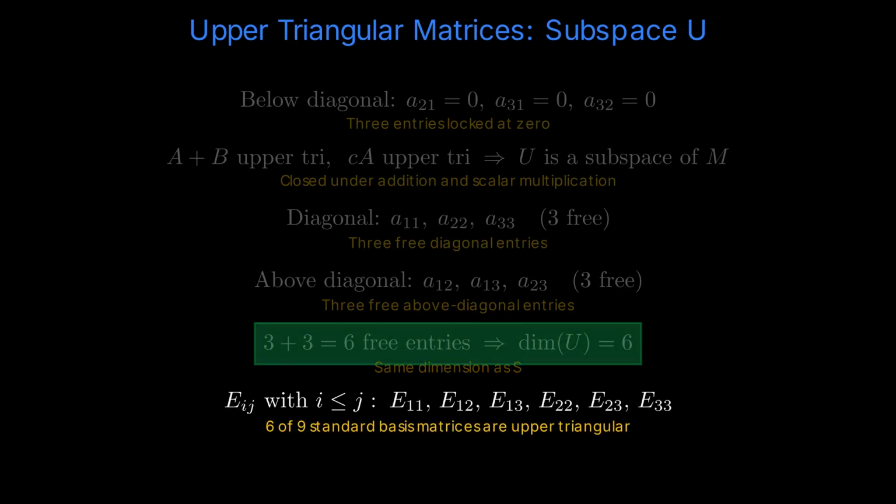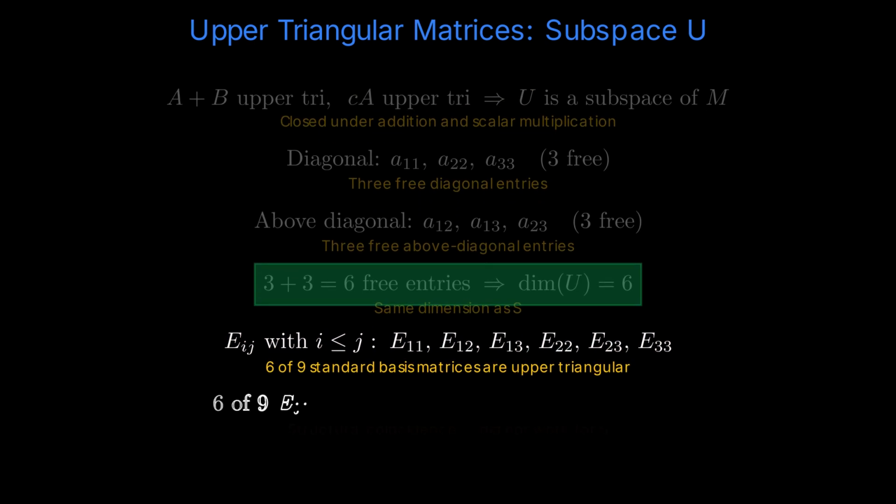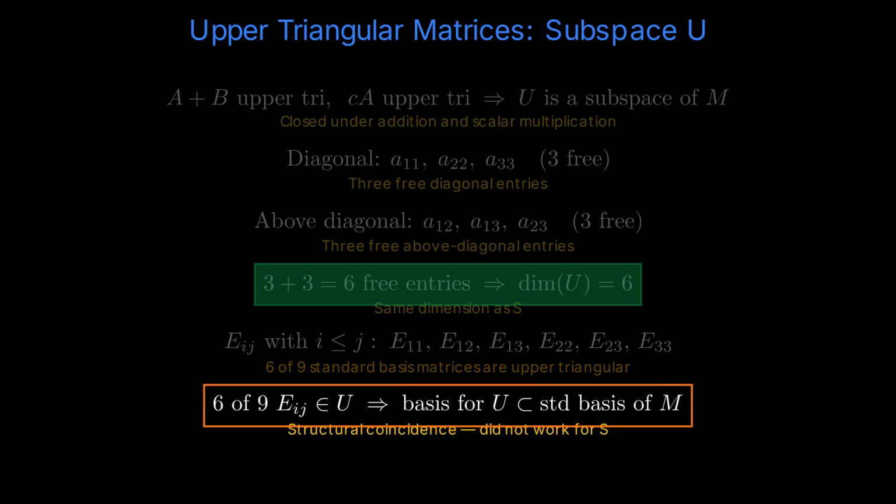Here's an interesting structural point. 6 of M's 9 standard basis matrices, Eij, happen to be upper triangular, specifically those where i is less than or equal to j. These are E11, E12, E13, E22, E23, and E33. So in this case, M's standard basis actually does contain a basis for U. But remember, that's a structural coincidence, not a general rule. We saw that it did not work that way for the symmetric subspace S.